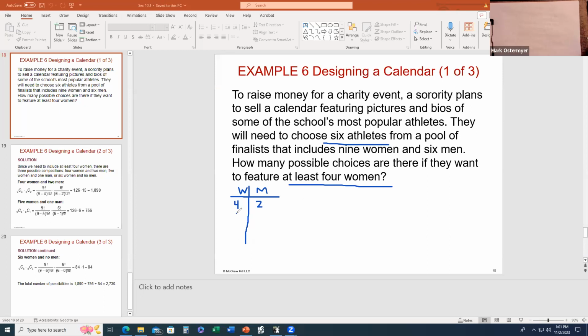Or if I select 5 women, which is obviously allowable, I could only then select 1 man because only 6 athletes are allowed. We just got done arguing that it doesn't seem like it would be proper to choose all 6 women and 0 men. It's like, what about the guy athletes, you know? So I guess we will assume that this is not possible. So if that's the case, ladies and gentlemen, then these are the only 2 possibilities that we can have going on for us here for this calendar based on all these requirements.